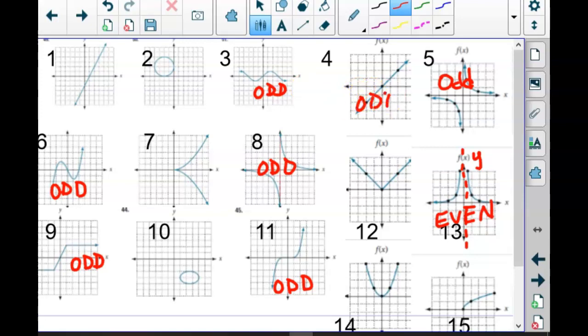Now, are all the other ones even? No, a bunch of them are neither. Can anybody pick one that is even? Has y-axis symmetry. 12 looks good, right? We can fold that here. This one is even, this one is even.